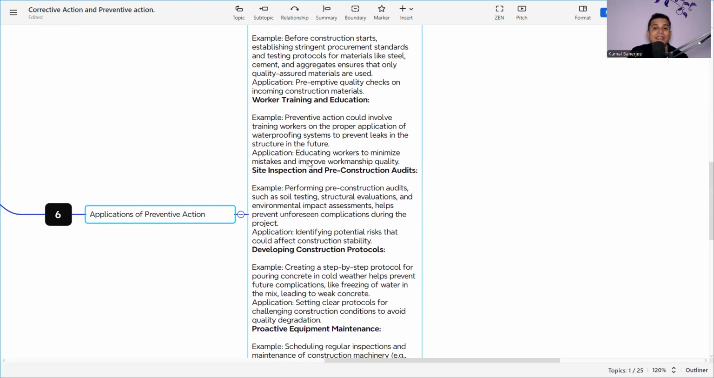Then worker training and education. Preventive action could involve training workers on the proper application of waterproofing systems to prevent leaks and failure in the structure. We can apply this in training, because suppose we are finding a waterproofing issue. Then we do the root cause analysis and find out that it is only because the workers are not educated or not trained. So we need to implement in the process that more education and more training is required.